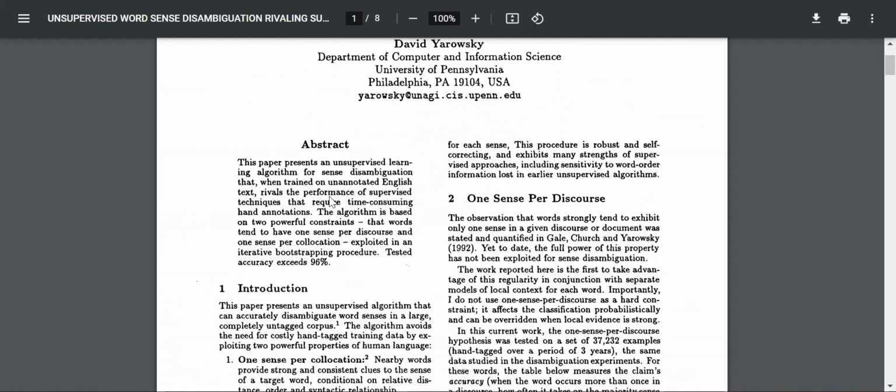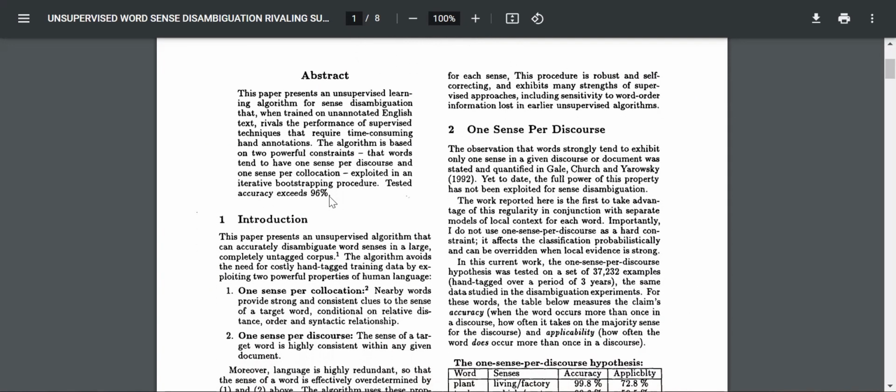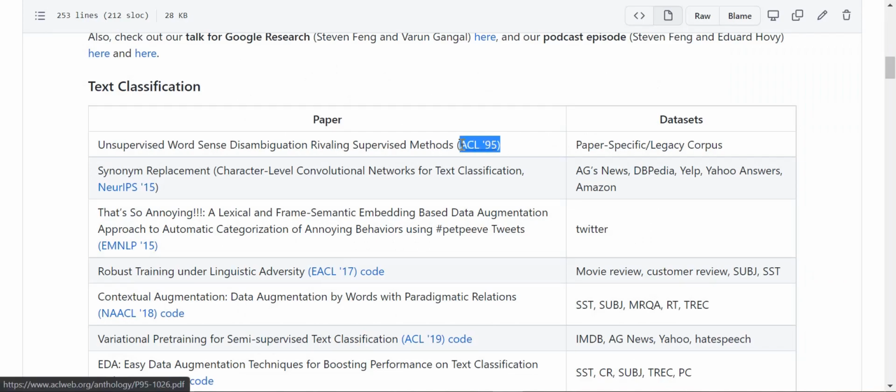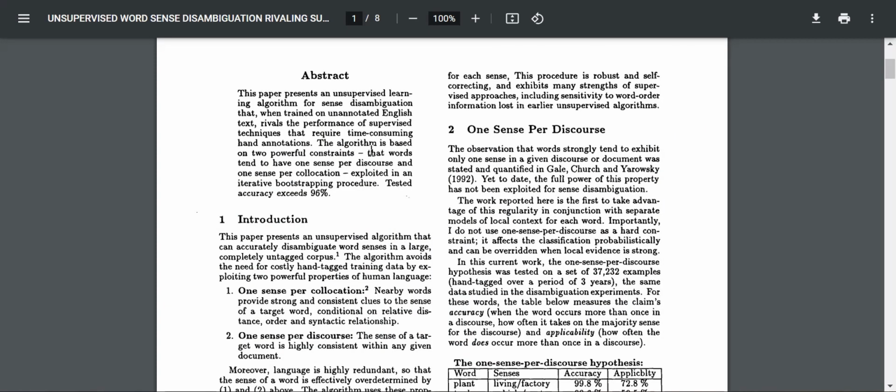So this is the first time I'm reading this as well, but hopefully we can make sense of this paper together. So the abstract: this paper presents an unsupervised learning algorithm for sense disambiguation that, when trained on unannotated English text, rivals the performance of supervised techniques that require time-consuming hand annotations. So just a reminder, this paper is quite old. It's from 1995. The algorithm is based on two powerful constraints, that words tend to have one sense per discourse and one sense per collocation, exploited in an iterative bootstrapping procedure. Tested accuracy exceeds 96%. So this number really caught my eye.